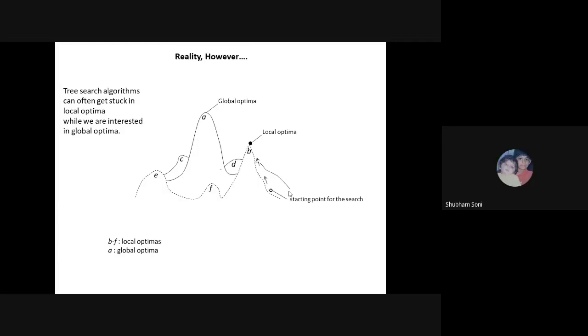This is Shubham here. Yeah. So is it possible that we have multiple global optima? No. There can be only one global optima. Okay. There could be multiple local optimas, of course.